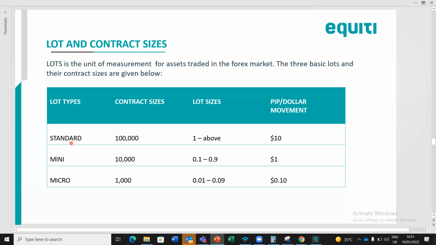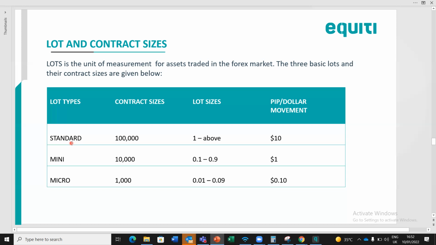What that simply means is, let's use a currency pair, Euro USD. Let's say I'm buying Euro USD with one standard lot. That simply means that I'm trading 100,000 units, or 100 by volume, of Euro USD. And if I'm trading with a mini lot size, I'm trading in multiples of 10,000 units. And if I'm trading with a micro lot size, I'm trading in multiples of 1,000 units.